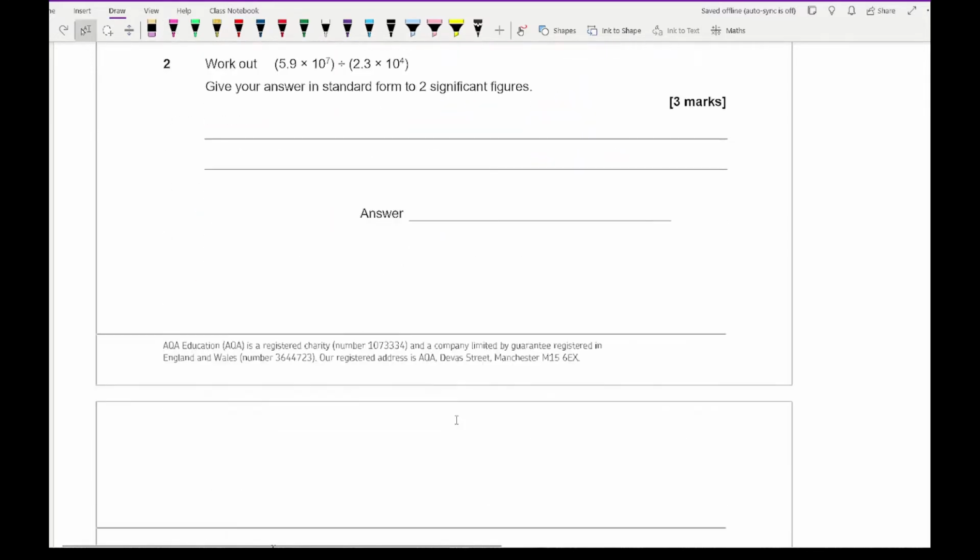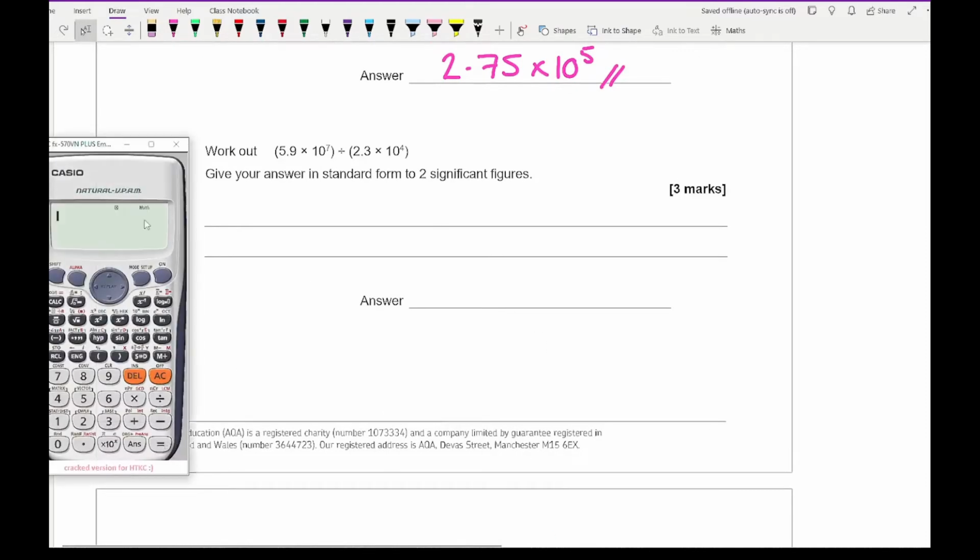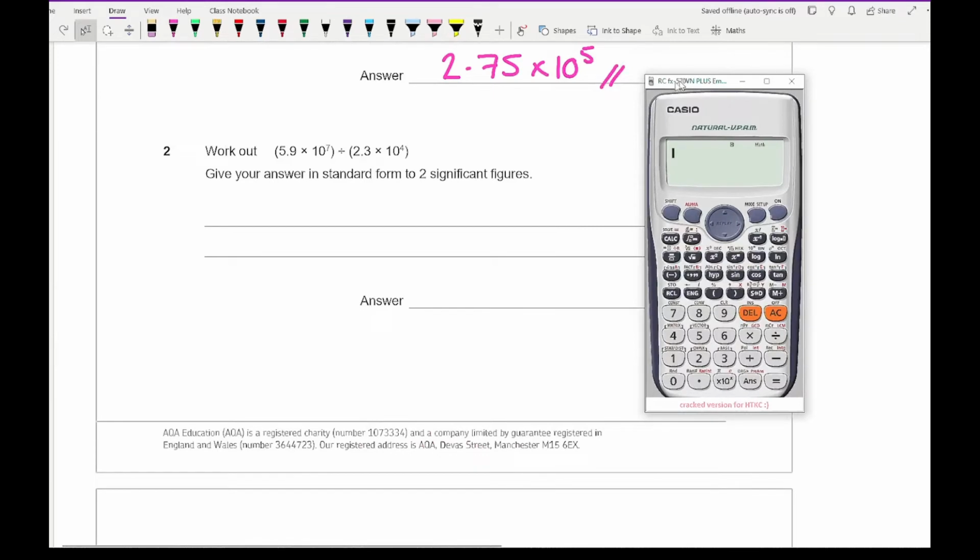Moving on to question 2, it says work out, and then here we can type this in. Now let's get the calculator out. For this, we can either enter it as it's written in the question, or we can use our standard form button. If you're not going to use the standard form button, just make sure that you are using the brackets and your universal power button, which is this x with a little box next to it. However, I'm going to go for the standard form button.